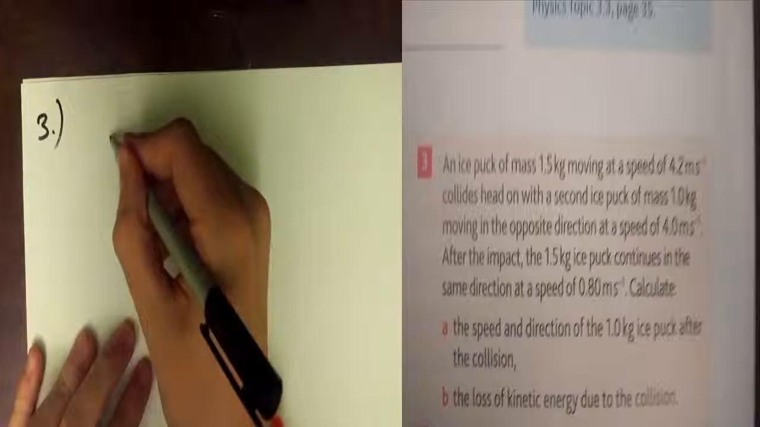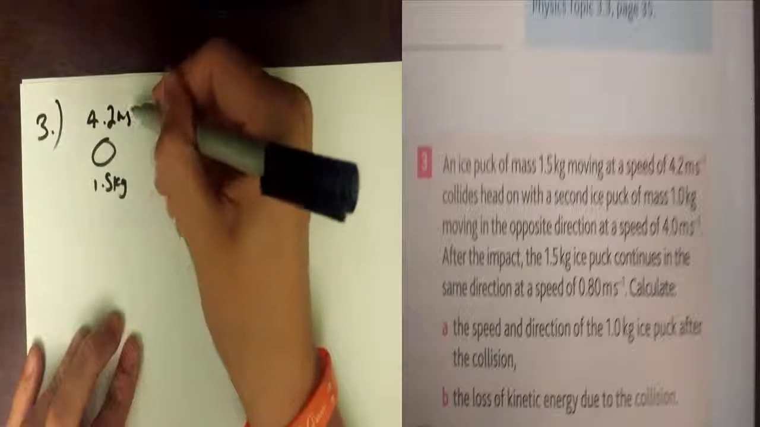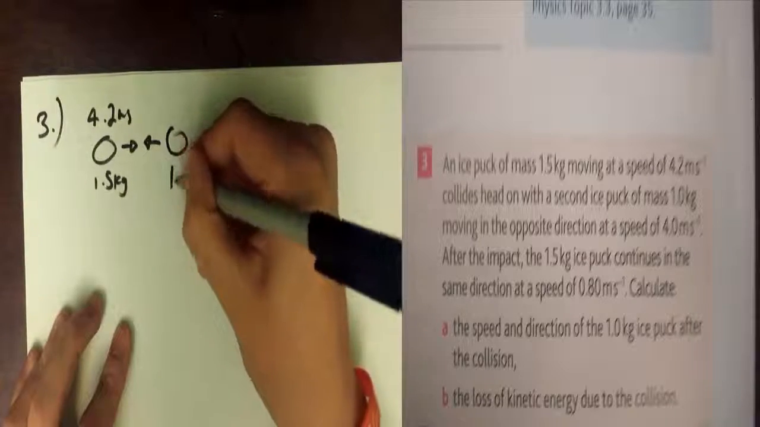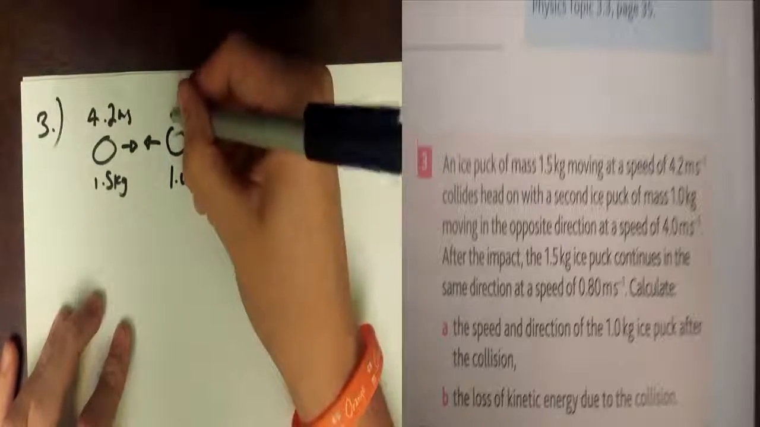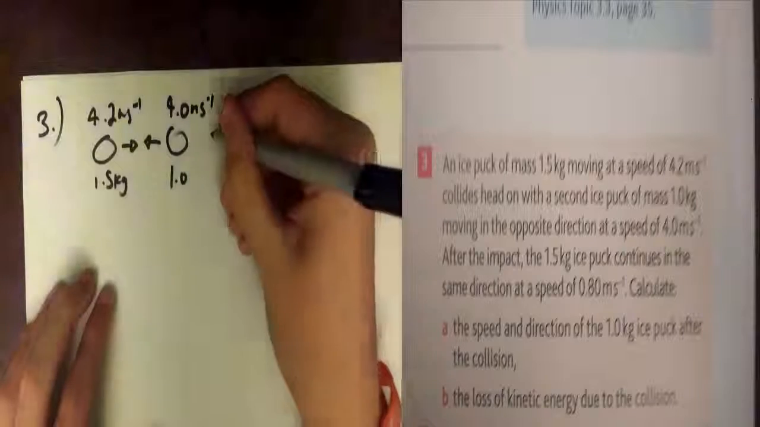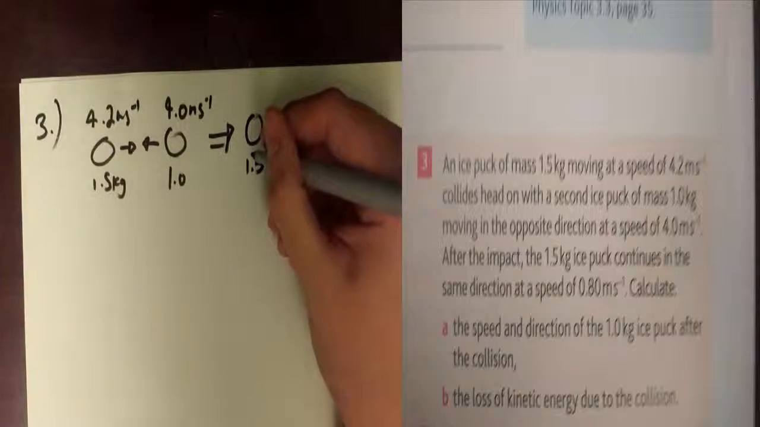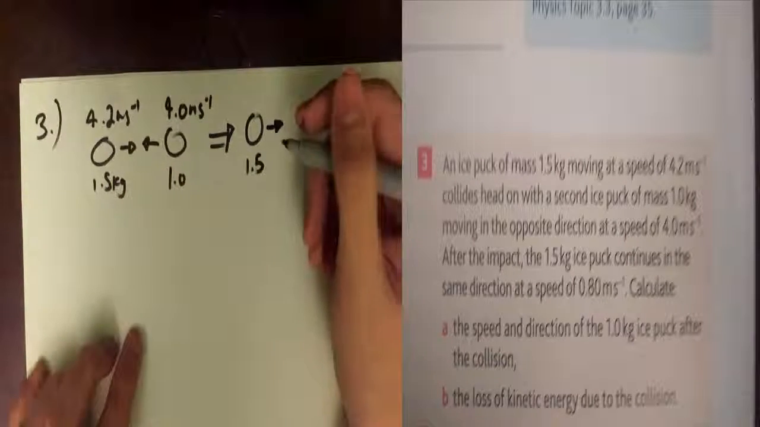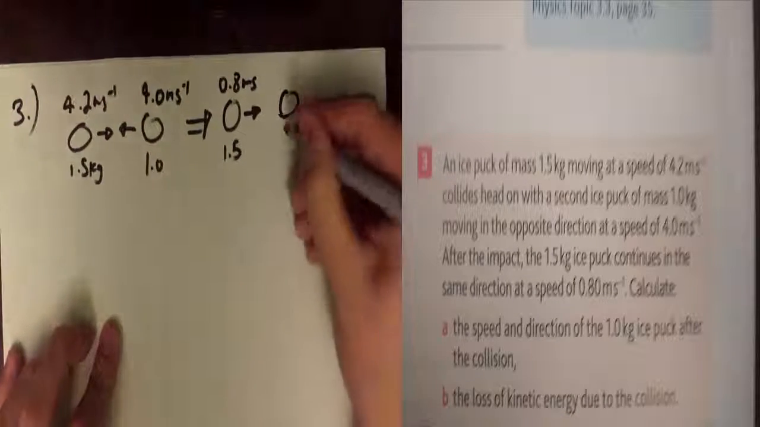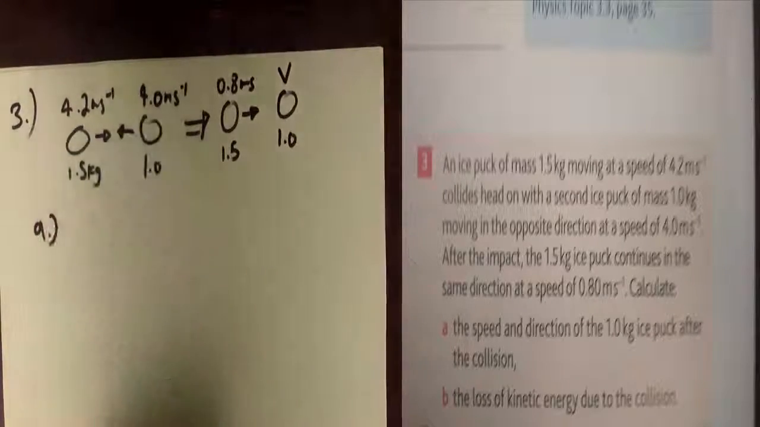tells us an ice puck of mass 1.5 kilograms is moving at a speed of 4.2 meters per second and collides head-on with another ice puck of mass 1 kilogram, and this one is moving at 4 meters per second. After the impact, the 1.5 kilogram puck continues in the same direction at 0.8 meters per second, and the other ice puck will be the same mass, and we'll need to find V. In part A, it asks us to find V.